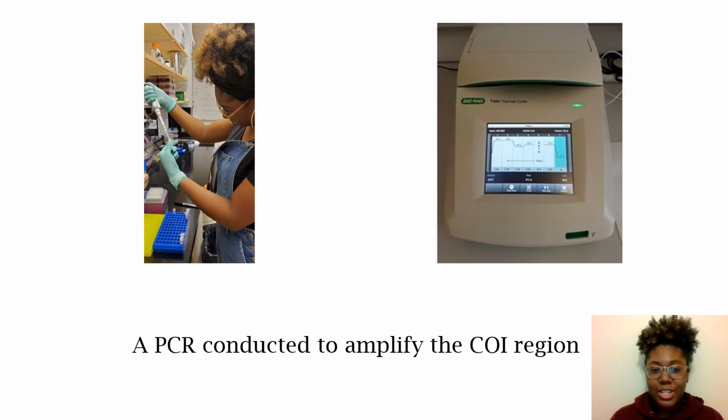A polymerase chain reaction, or better known as a PCR, was run in order to amplify the targeted region of the genome so that we can sequence it. This was done using a thermal cycler, which is seen on the right-hand side. Primers in the PCR determine which region of the genome is amplified, and in this case, it is the COI.